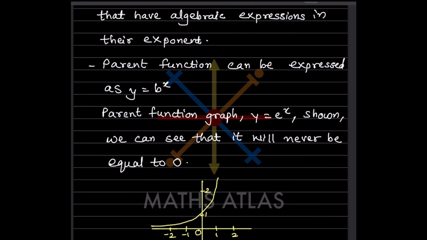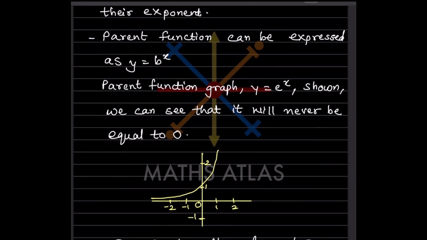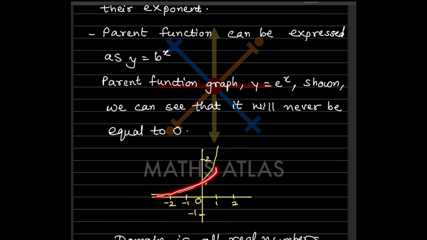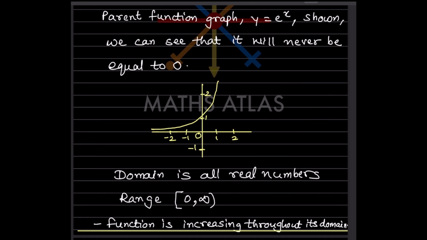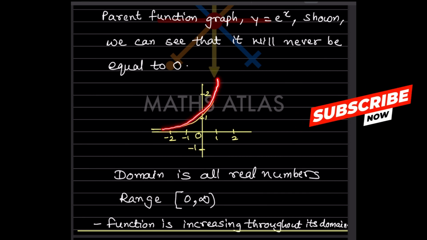So we can see that it will never be equal to 0. So it is not going to be 0. And here the domain is all real numbers, that is minus infinity to infinity, and the range is 0 to infinity. And always what we can see here is that the function is increasing. Can you see here? This is the curve. That means the function is increasing over the domain.